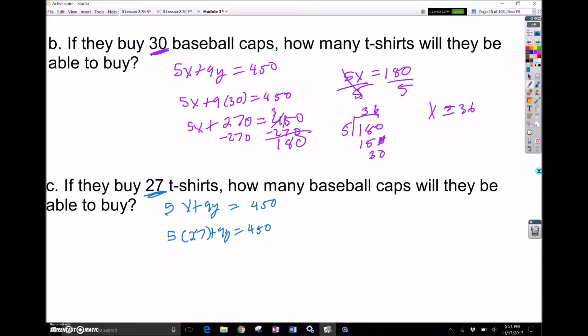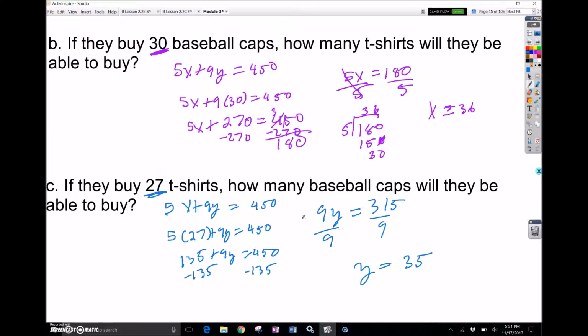So now what we're going to do is just multiply these. 5 times 27 is equal to 135 plus 9y equals 450. So then I'm going to subtract 135 from both sides. So if I subtract 135 from the left and the right side, I will be left with 9y is equal to 315. Now all I need to do is divide both sides by 9. And that will give me y is equal to 35, which means if I buy 27 shirts, I can buy 35 hats.